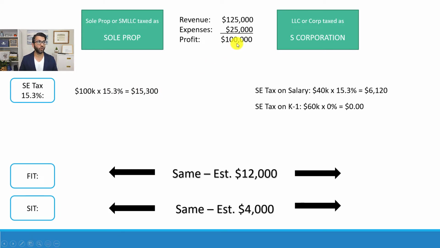So 100 grand times your self-employment tax rate, that's 15.3%. If you don't know what self-employment tax is, that's okay. I don't expect you to. That's Social Security and Medicare taxes, all right? So you have to pay this as a business owner, 15.3%. So that's $15,300 in self-employment tax alone, all right?